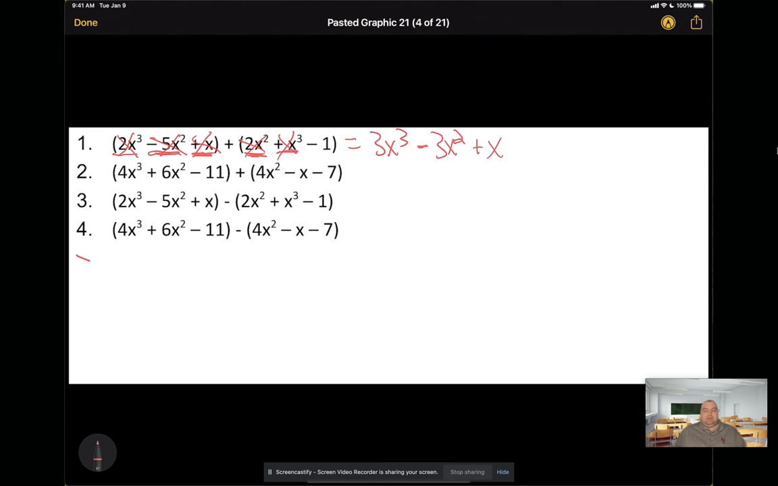And now I'm going to finish it off with my constant term, minus 1. So my overall answer is 3x cubed minus 3x squared plus x minus 1.